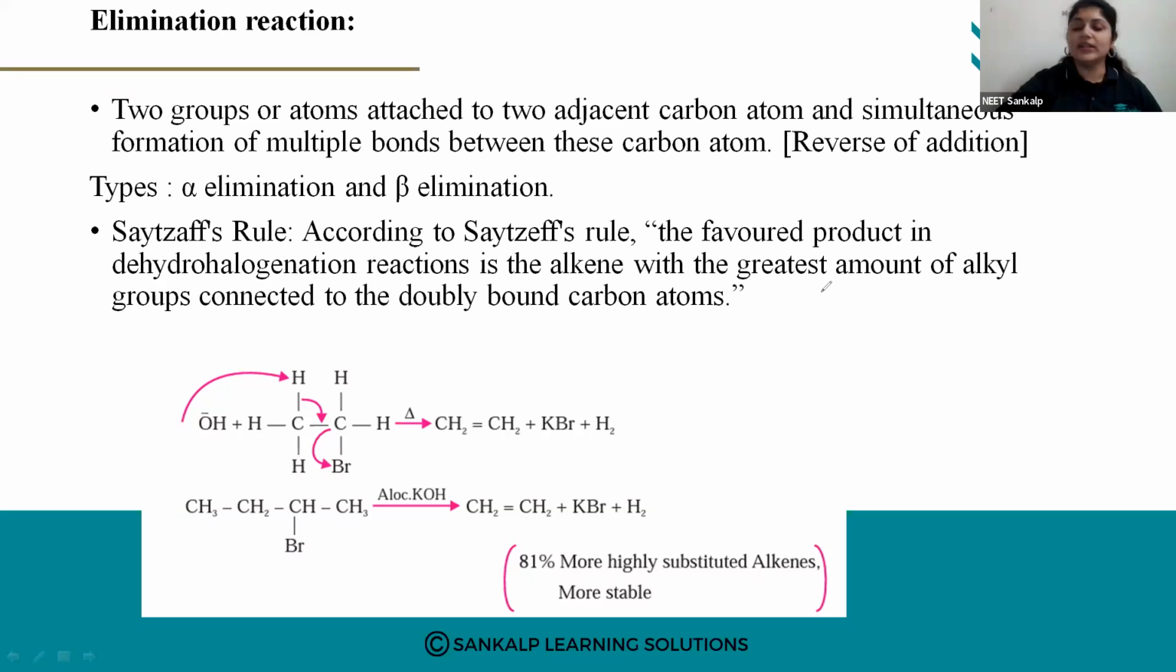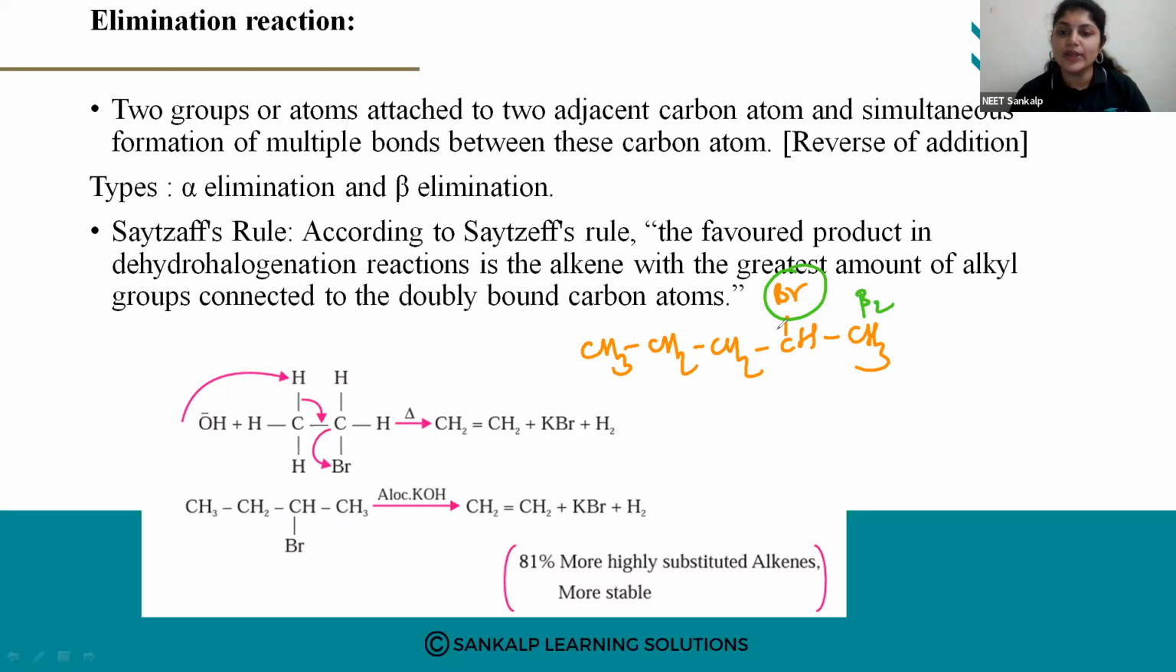If a haloalkane contains more than one beta carbon, for example CH3, CH2, CH2, CH, Br, and CH3, this may be beta 1, across from the halogen. This is beta 2 and this is beta 1. So there are two hydrogens here.